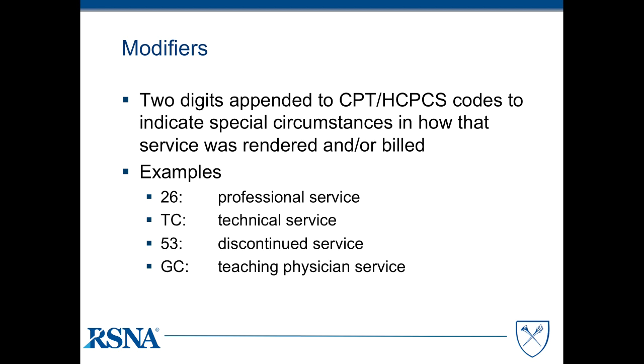So some examples. 26 modifier after a code indicates that it's for a professional component of the service, meaning the radiologist's interpretation. TC is for the technical service. That's what your outpatient imaging center bills. 53 is used to report a discontinued service. So you had a complication in the middle of a procedure and you had to bail out. It reports to Medicare, you did some of the procedure, but not all of it. For services rendered by teaching physicians, those services are appropriately indicated using the GC modifier.